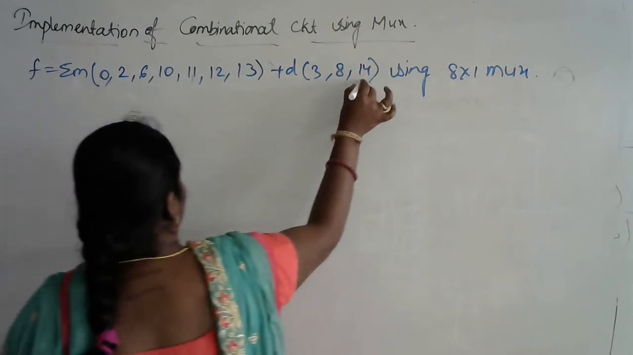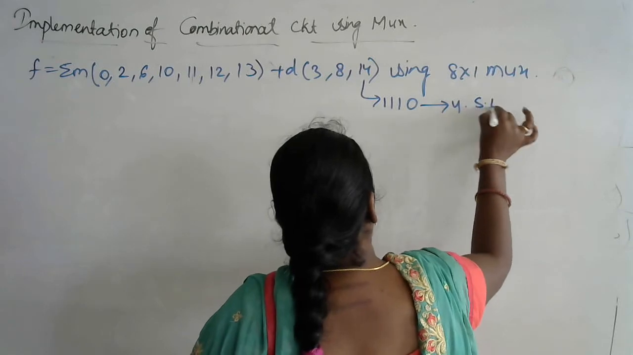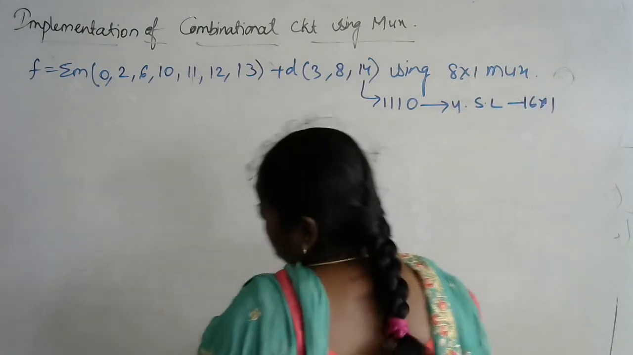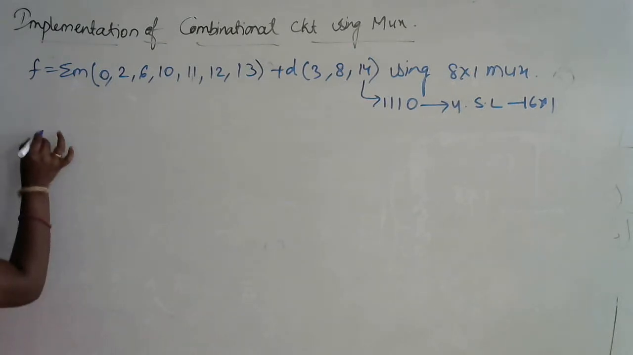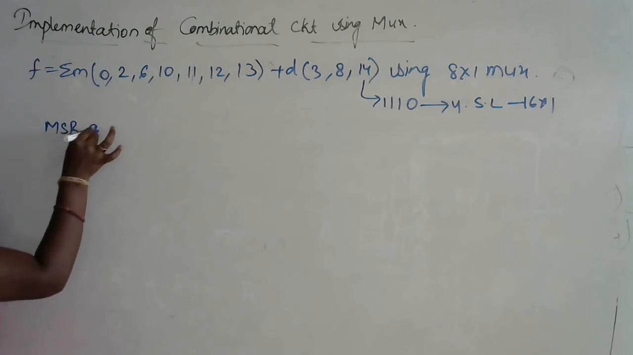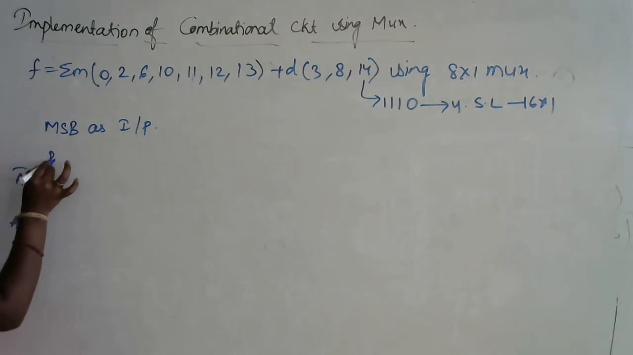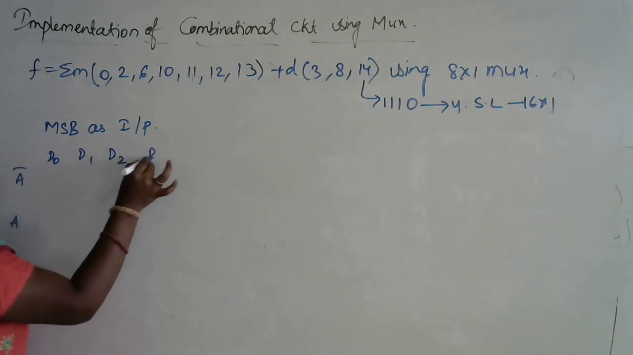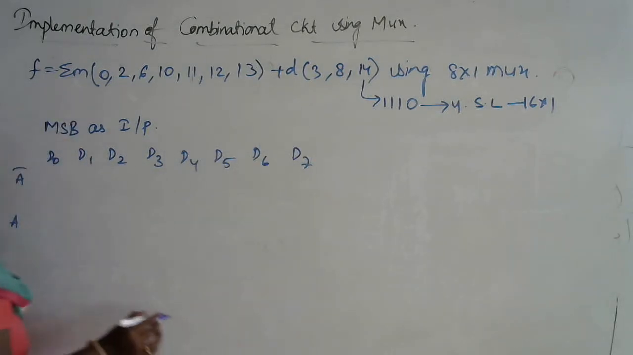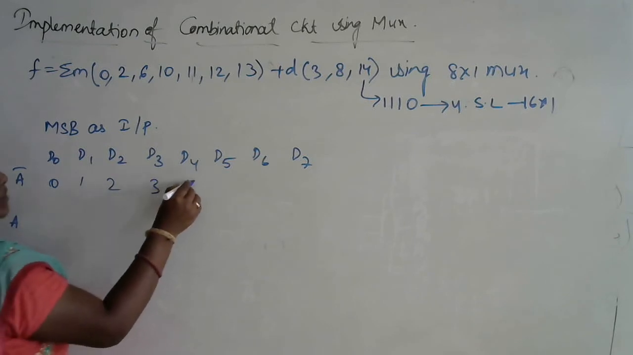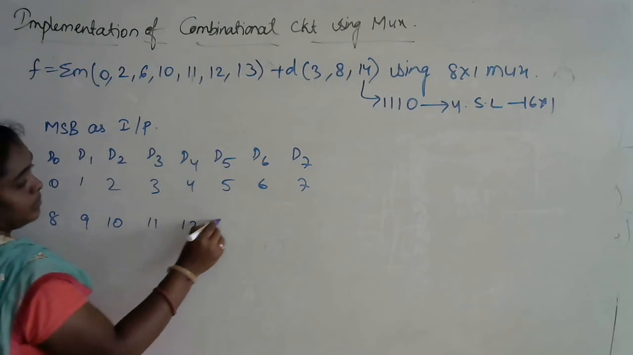Highest number is 14. 14 is 1110. That itself indicates 4 select lines, that is 16 by 1. But here we need to draw only the 8 by 1. As usual, I am taking MSB as input. A bar, A, D naught, D1, D2, D3, because an 8 by 1 multiplexer consists of 8 inputs, that is 0 to 7. Write down the numbers 0, 1, 2 till 15. Procedure is same.